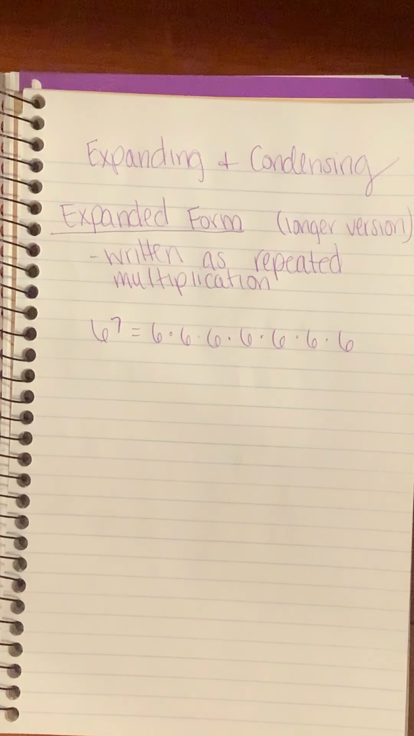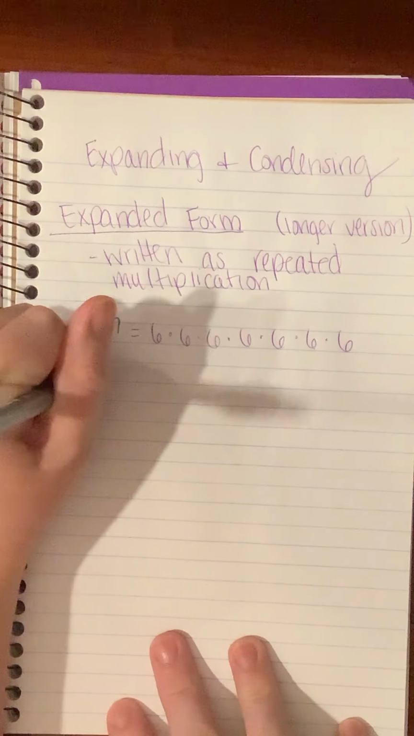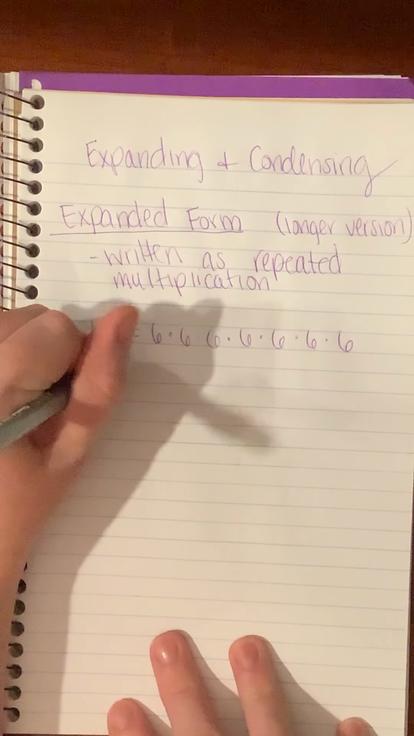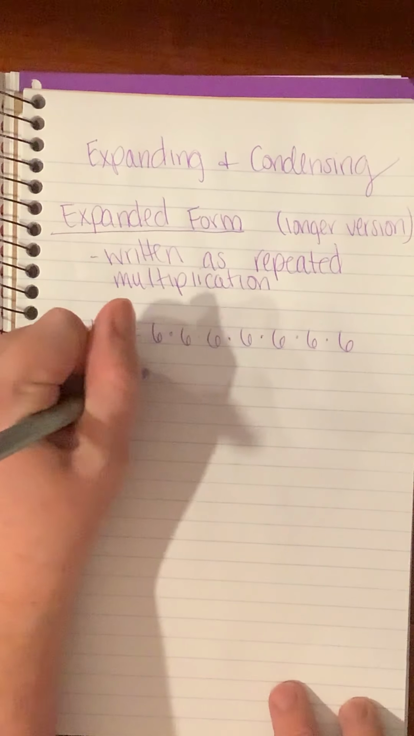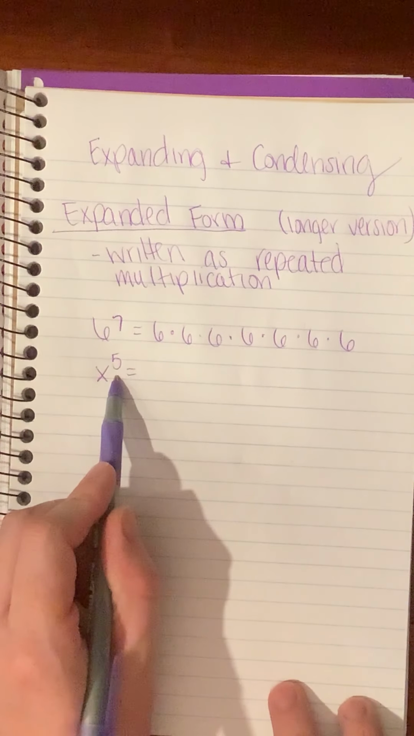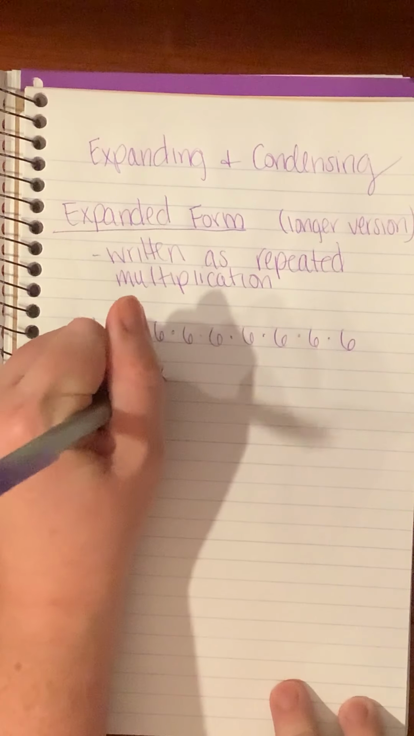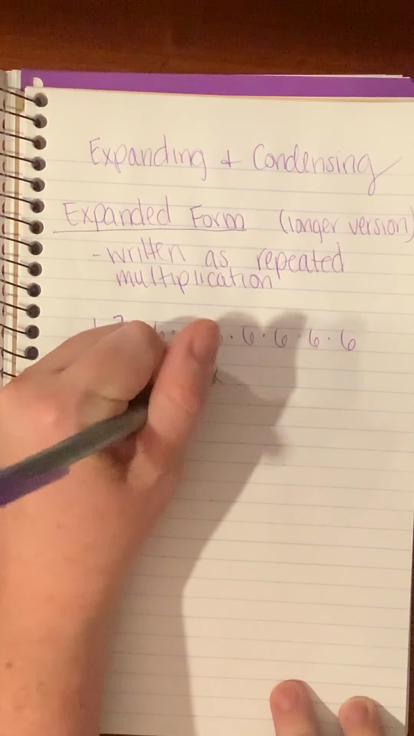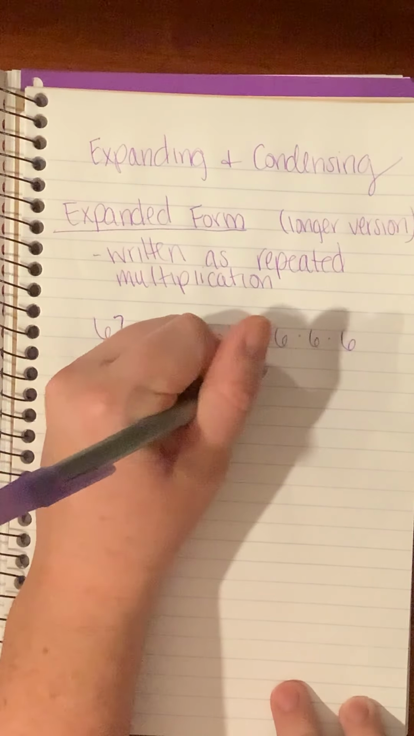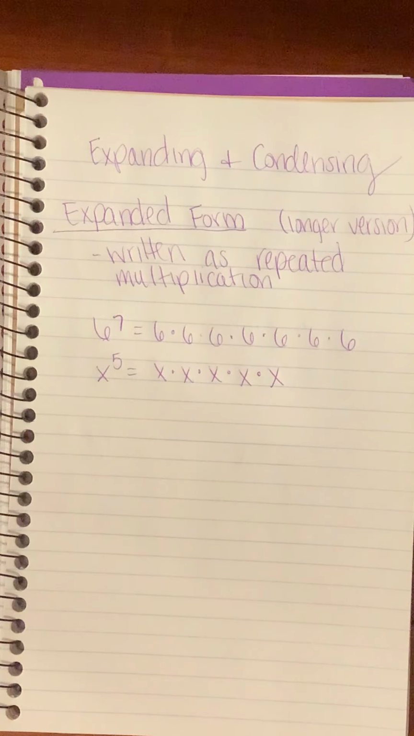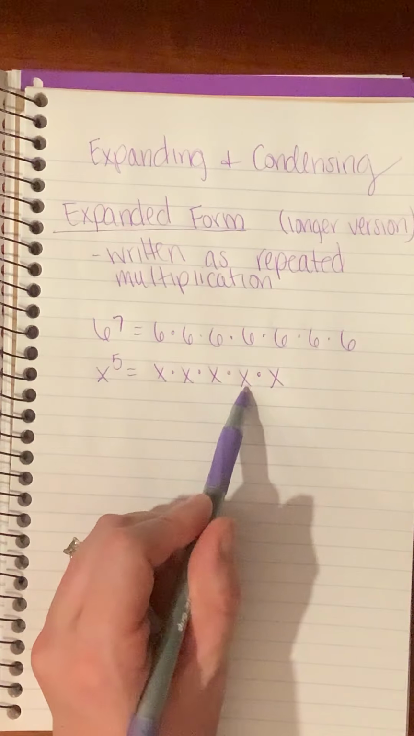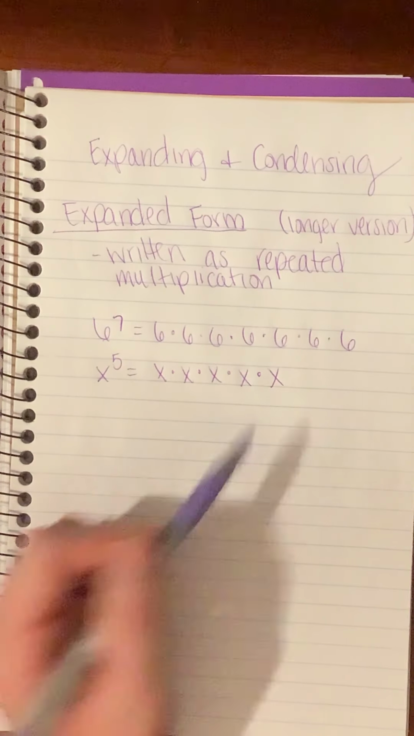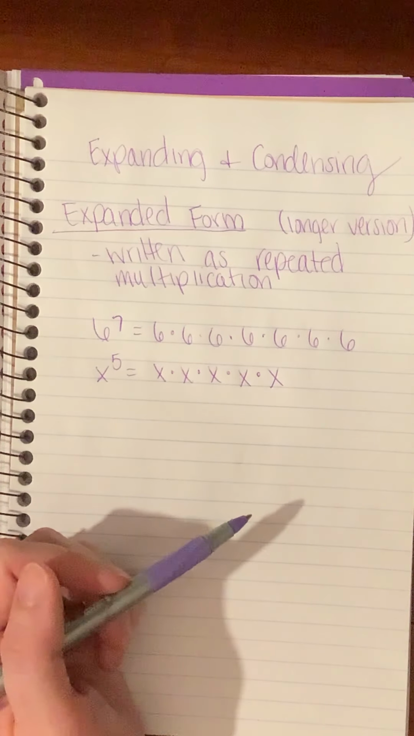So let's take a look at an example with x. So if I have x to the 5th power, x is my base, and I'm going to write it 5 times. So my base has been multiplied by itself 5 times. 1, 2, 3, 4, 5. All right, let's look at another example.